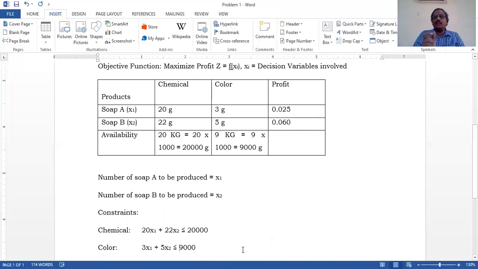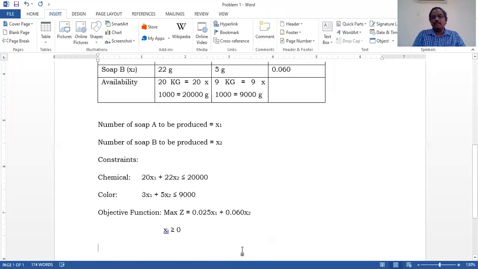This constraint depends on the available resources. So here we are having chemical and color. We are having two resources available. One is chemical, one is color. So the constraints or the conditions will be formed for the availability of the resources. And then finally, we are going to take the objective function. At the end, we are going to define the alternatives. When we talk about the alternative, don't forget this: xi greater than or equal to 0. Why? Because we are going to produce some quantities. How many quantities we are going to produce? The number of quantities should always be positive. So we are going to define the alternatives as xi greater than or equal to 0.